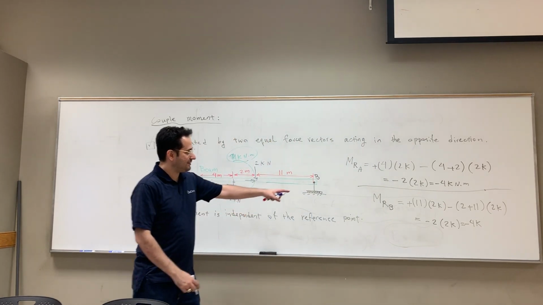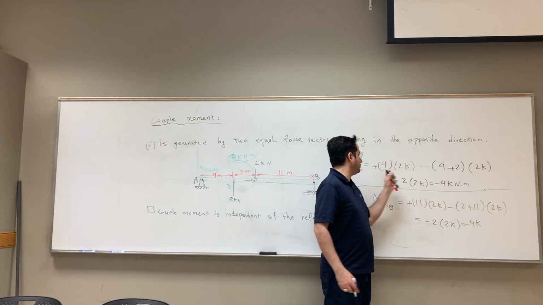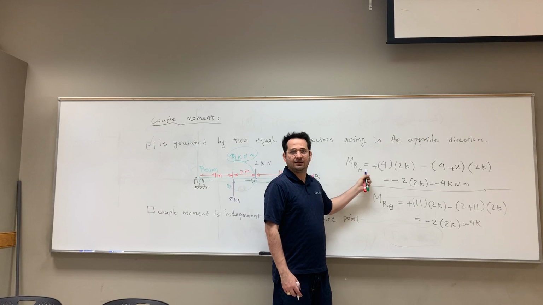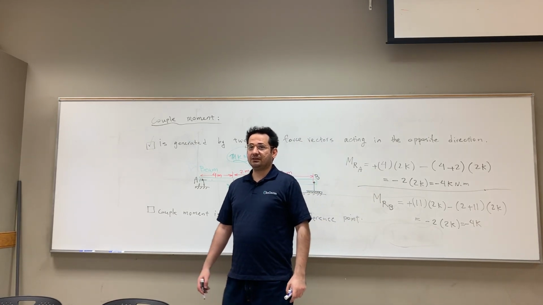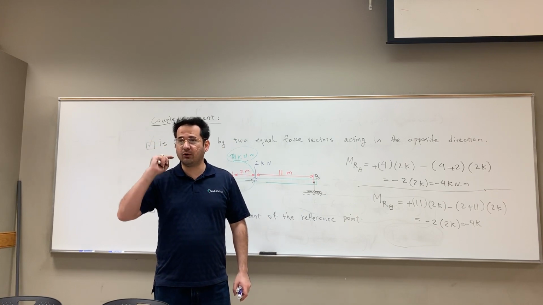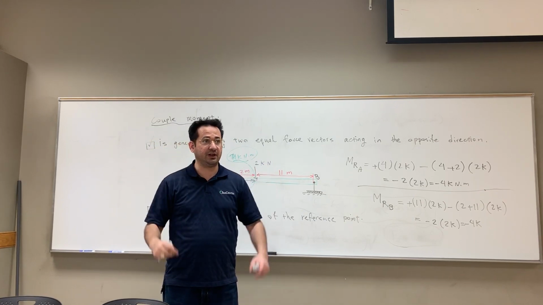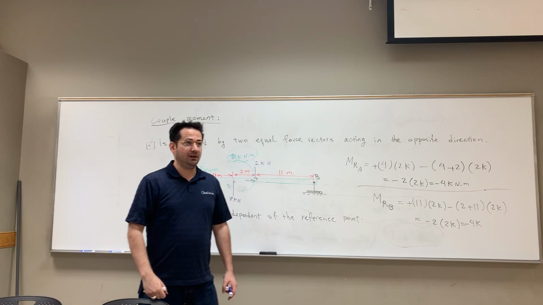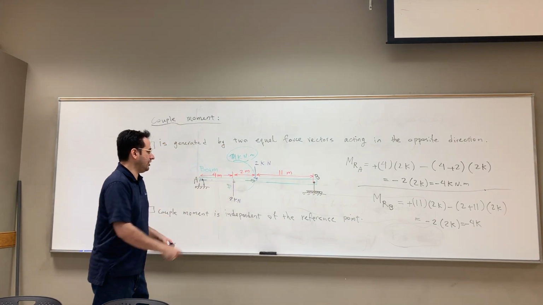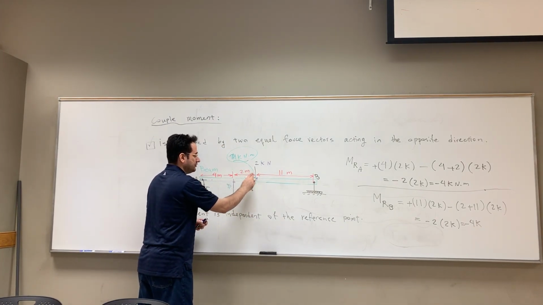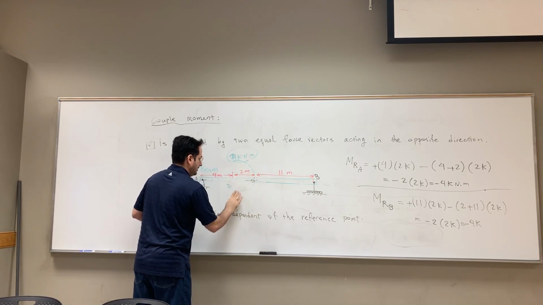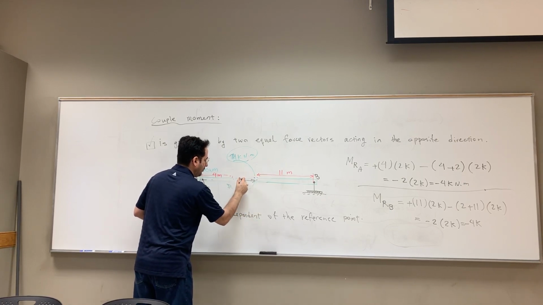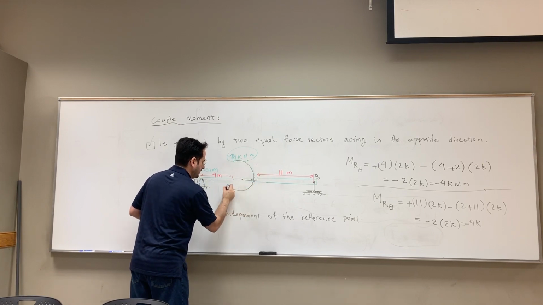So isn't that exactly the same as when we took point A? It doesn't matter what reference point you take, the moment is the same. This is only valid for coupled moments, not any other configuration, only coupled moments. So instead of wasting your time showing two forces and the distance, you just drop this, and at this point, you just put something like that.